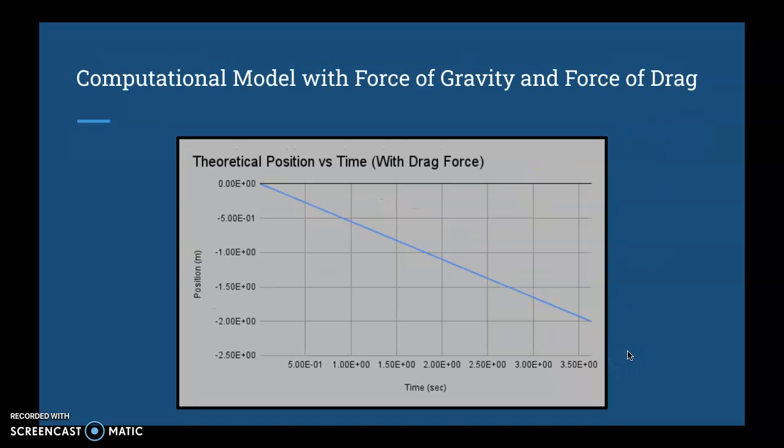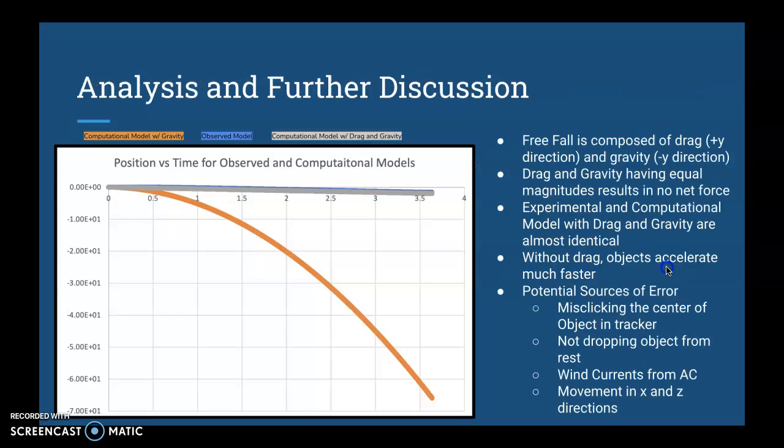For the computational model with the force of gravity and the force of drag, you see a more fairly linear slope that is still negative because gravity in the negative direction and drag in the positive direction are eventually going to cancel each other out. However, this does not always happen, resulting in a fairly linear and negative slope.